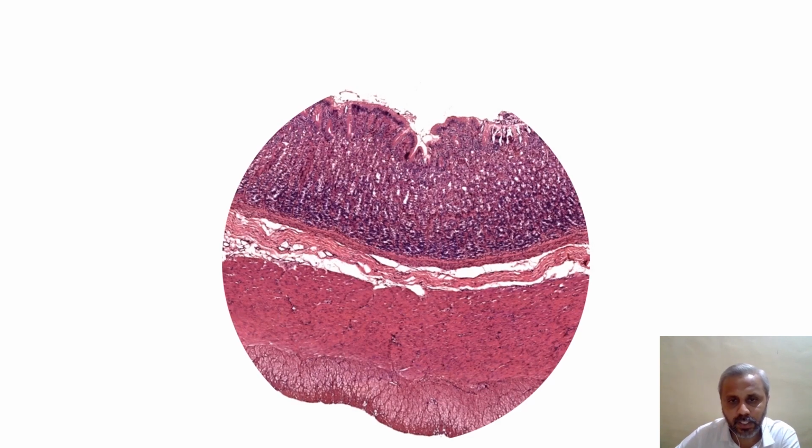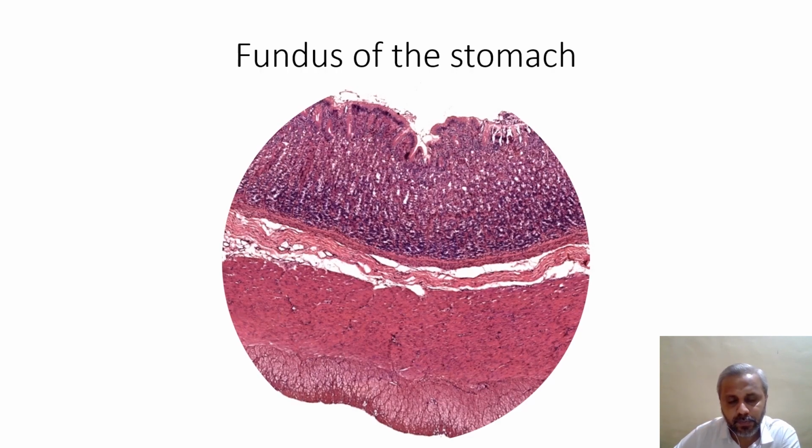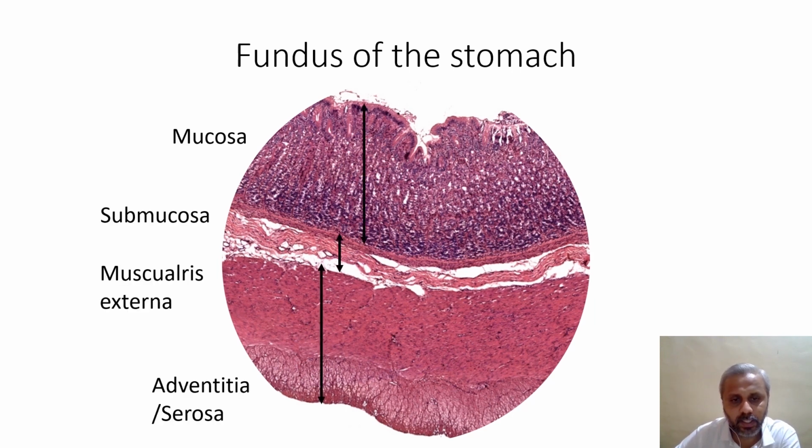The next slide we have is the fundus of the stomach. Even fundus of the stomach has four layers applicable to any other slide of GIT, which are arranged from inside out as mucosa, submucosa, muscularis externa, and then serosa or adventitia. Parts of the stomach which are not covered by peritoneum will have adventitia. Otherwise, majority of the stomach will have the serosal layer.